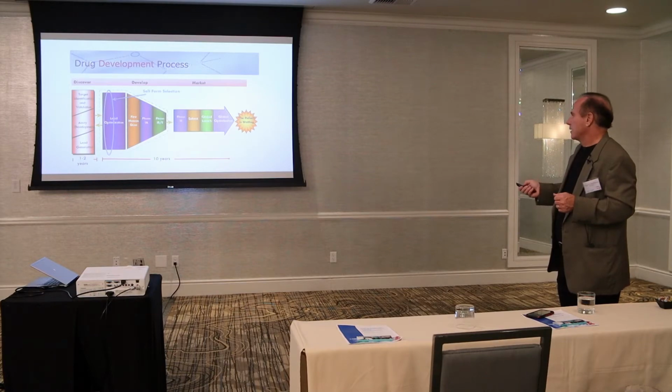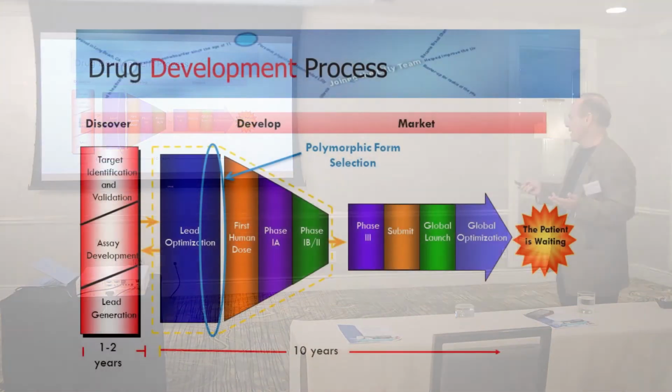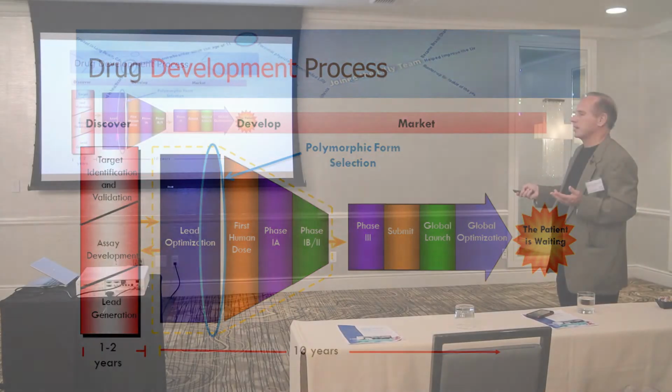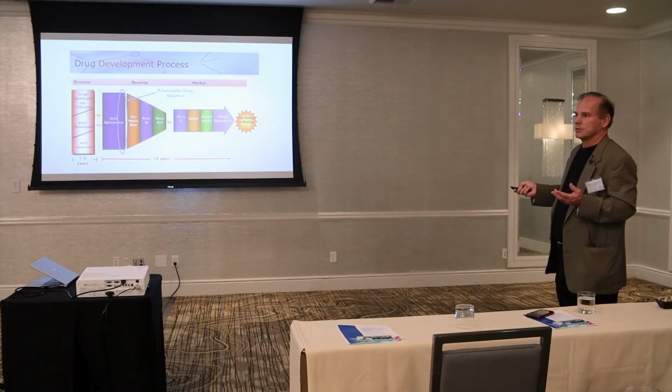But then I'm going to focus mostly on the polymorphism, which goes hand in hand with the salt screening, but it usually follows. You'll initially select 1 or 2 or 3 salts, and then you'll try to generate as many forms of those salts as possible.